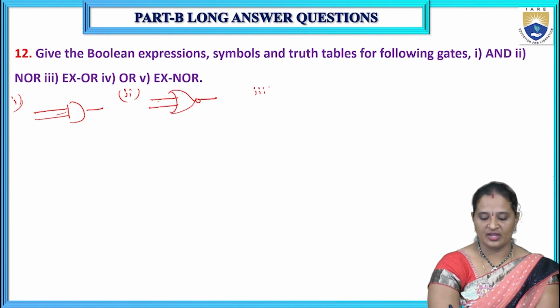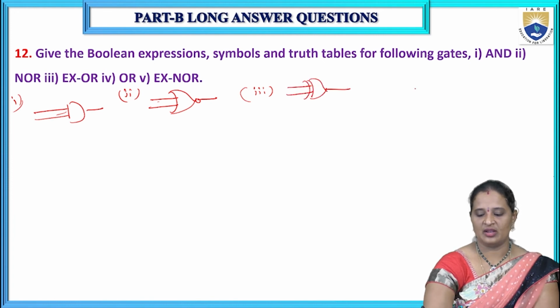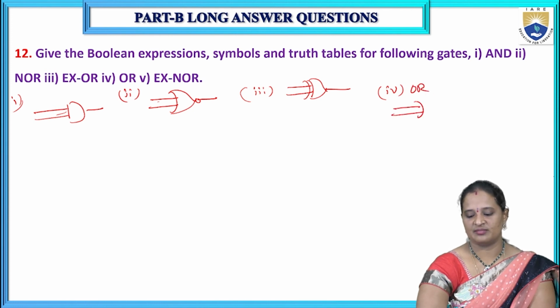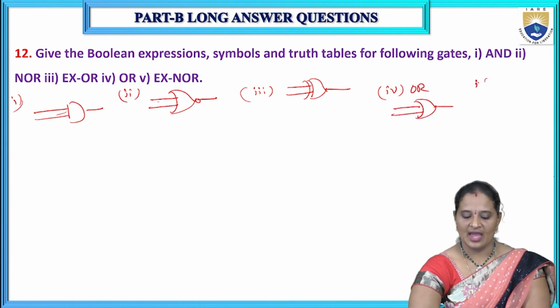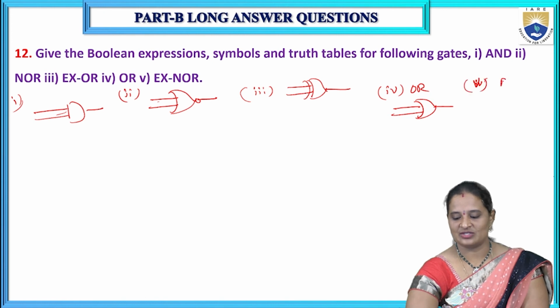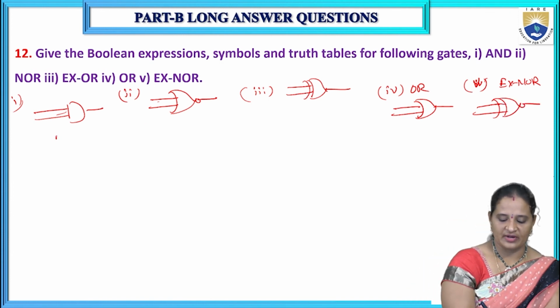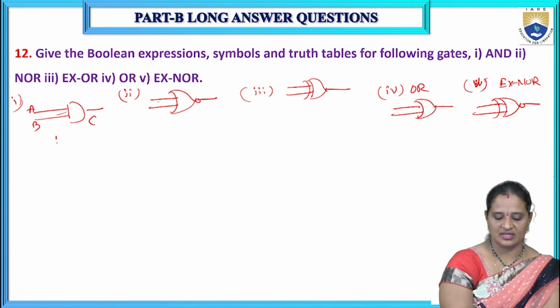Next, the third one is XOR, you know. So the truth table, that you have to write. Then the OR gate, you know the OR gate symbol. So this is the OR gate. And the fifth one is XNOR. So the symbol of this one is XOR with a bubble. So for example, with inputs A, B here, C is equal to A dot B.